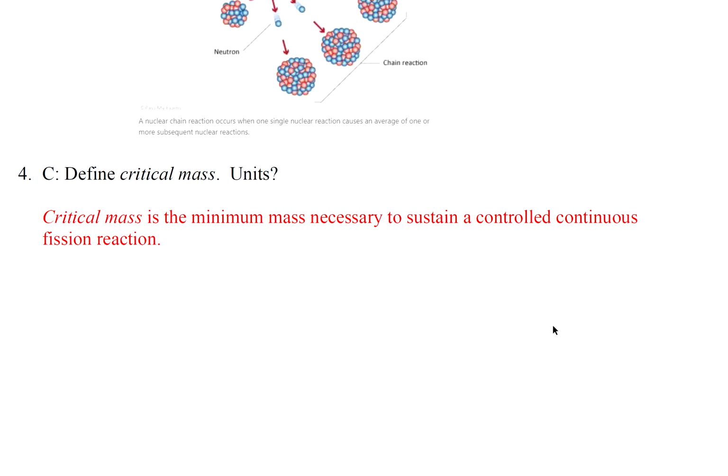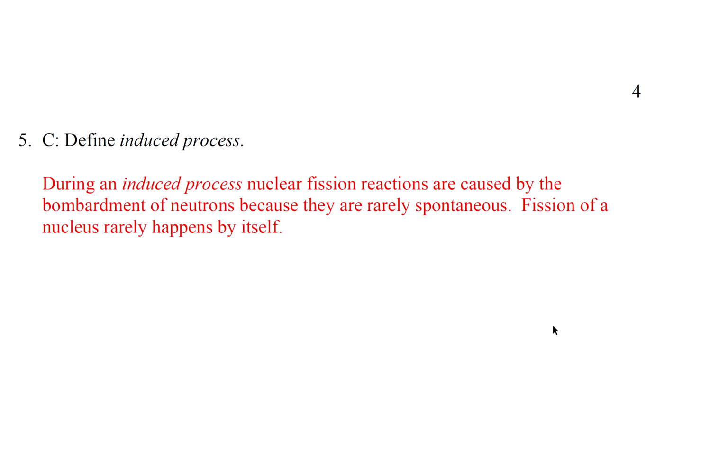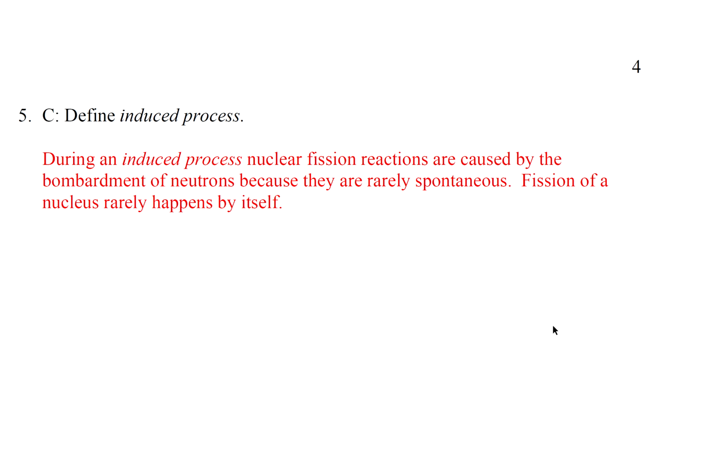Define critical mass. Units. Critical mass is the minimum mass necessary to sustain a controlled continuous fission reaction. Question 5. Define induced process. During an induced process, nuclear fission reactions are caused by the bombardment of neutrons because they are rarely spontaneous. Fission of a nucleus rarely happens by itself.